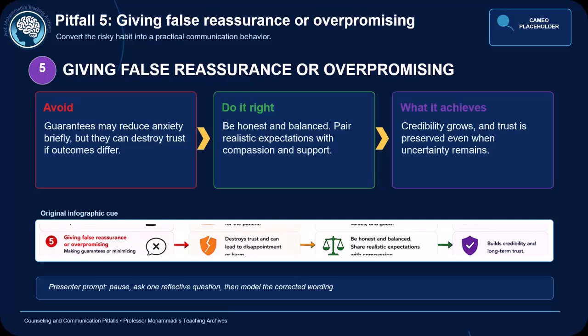Giving false reassurance or overpromising is another important communication pitfall. It is natural to want to reduce anxiety, but guarantees such as "everything will be fine" may damage trust if the outcome is different. Patients and families usually need honesty, but they also need compassion. The better approach is to be realistic and supportive at the same time.